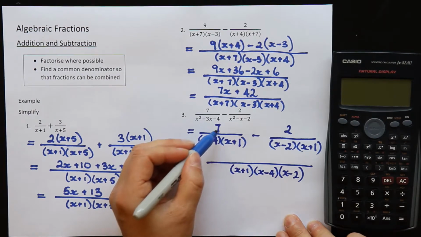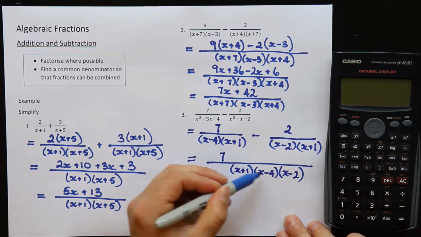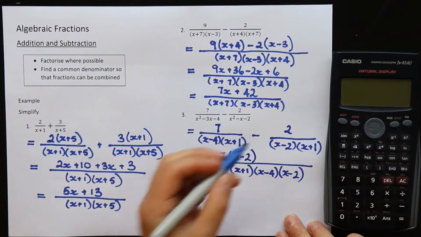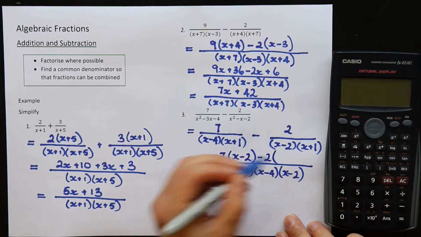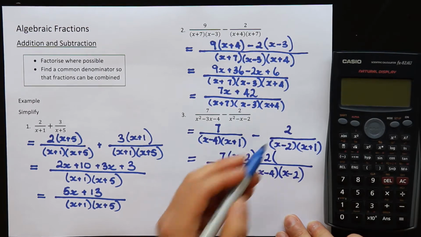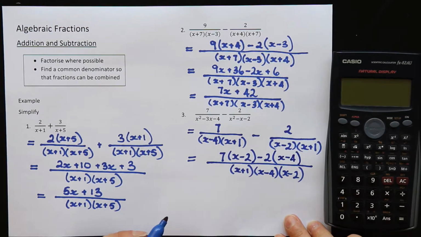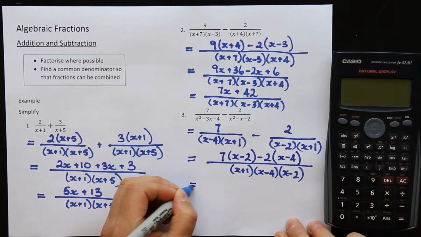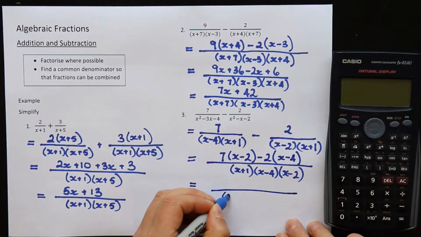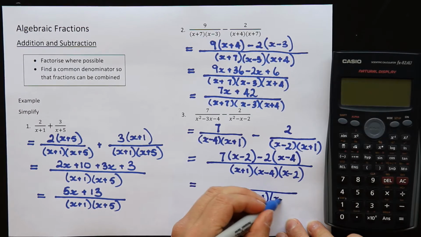So this first one with the 7, the -4 and the +1 were already there. The x minus 2 needs to come up here with the 7. With the 2, I had the x minus 2, I had the x plus 1, so the x minus 4 needs to come up here. Now, the bottom's not going to change, we just need to expand the top. So rewriting the bottom, x plus 1, x minus 4, x minus 2.